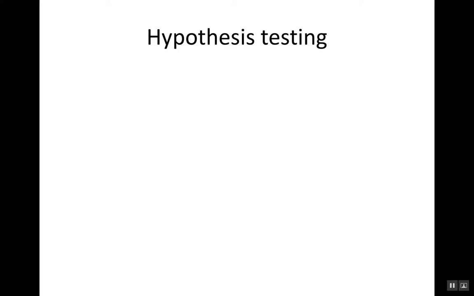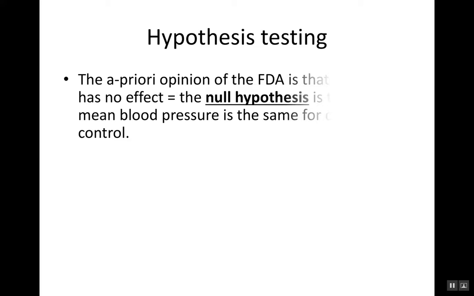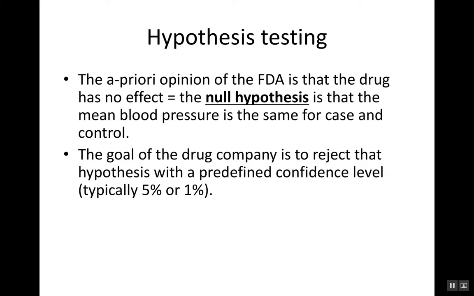Okay, so we have the setup of the experiment, and now we need to set it up in terms of hypothesis testing. So the a priori opinion of the FDA is that the drug has no effect. That is the null hypothesis. So the null hypothesis is that the mean blood pressure is the same for the case and for the control. The goal of the drug company is to reject that hypothesis with a predefined confidence level alpha, so typically 5% or 1%.